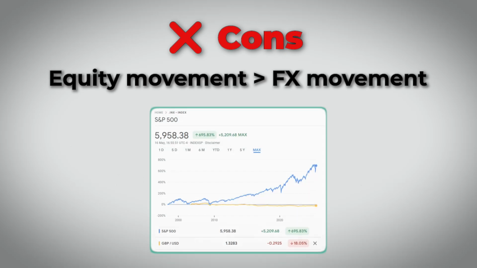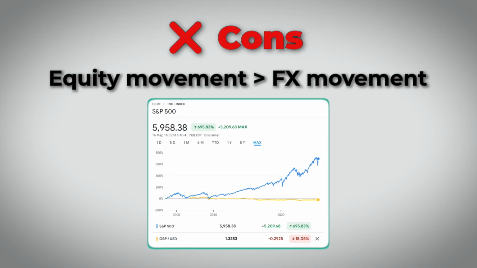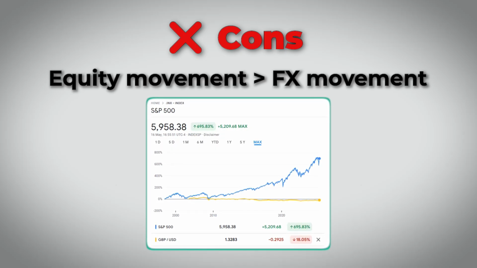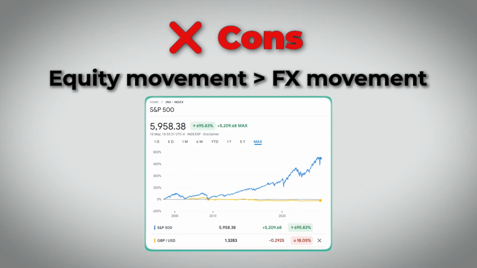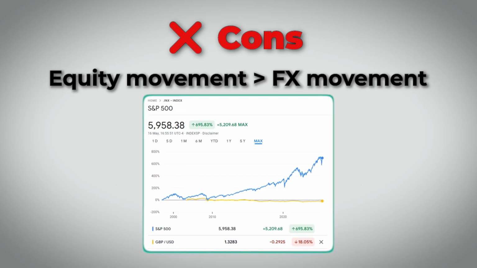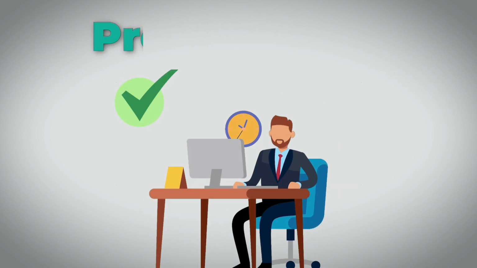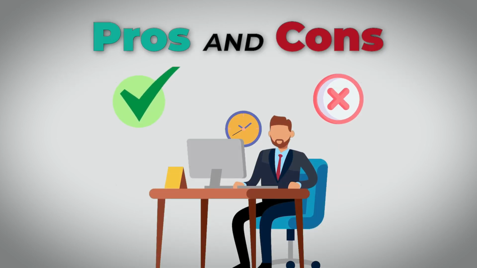For example, this Google Finance chart isn't perfect as they don't both have the same starting point, but you can see that the movements in the S&P 500 index absolutely dwarf the FX movements between GBP and USD. Of course, there's no way of knowing currency movements in the future, but this does highlight relative significance historically. Summing up all the pros and cons, I personally do not bother with GBP hedged ETFs, but I can understand the appeal for some investors. It's worth weighing up the pros and cons yourself and making the best decision for you.